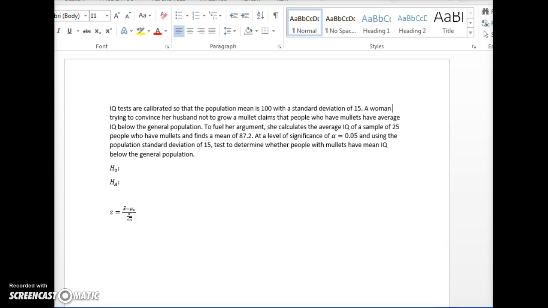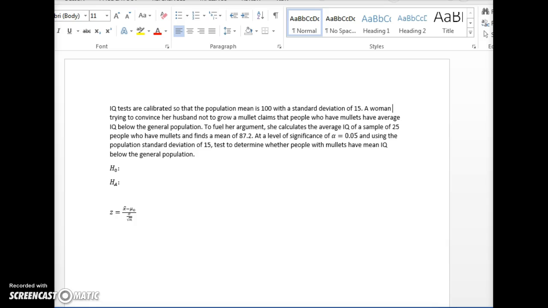First, the reason this is a Z-test is that we are given the population standard deviation, and we are not told that this is actually sampling from a normal distribution, but IQ tests are normally distributed, so we'll assume it is. So we can use the Z.